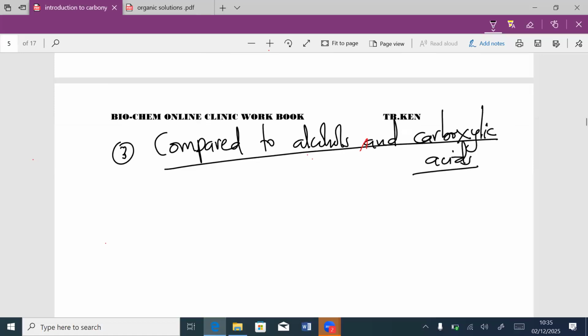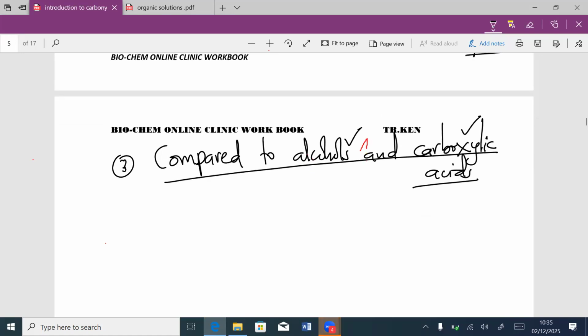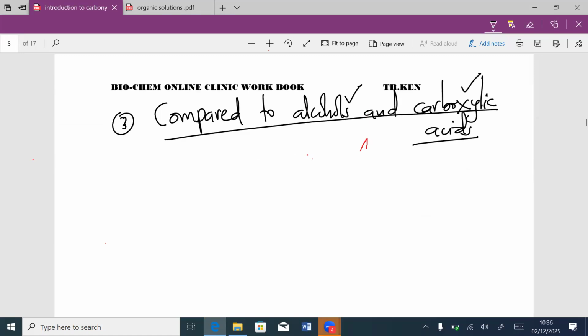So in this case, we are comparing it to alcohol and carboxylic acids. How does the melting and boiling point compare? Let's look at alcohols. Alcohols have this hydroxyl functional group. Carboxylic acids have a carboxyl functional group, which is like this. That is for the carboxylic acids, and this is for the alcohols. You're seeing that?